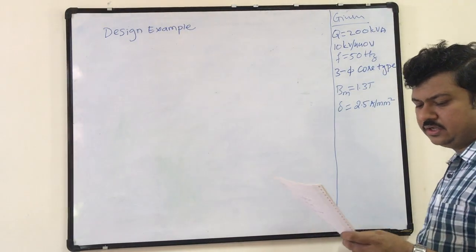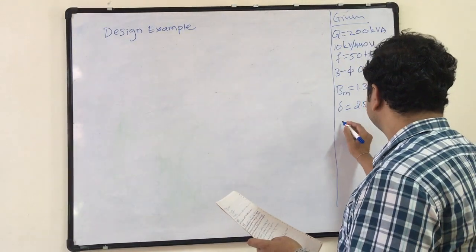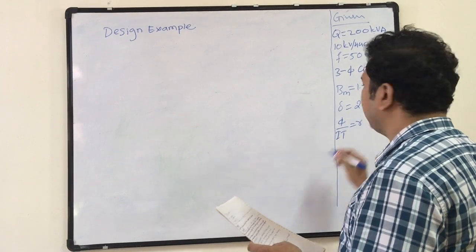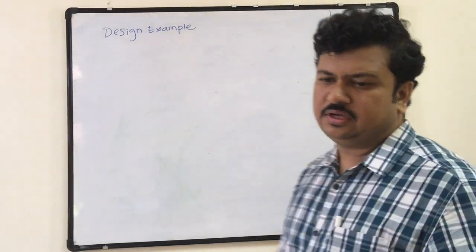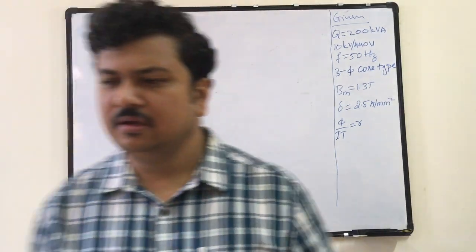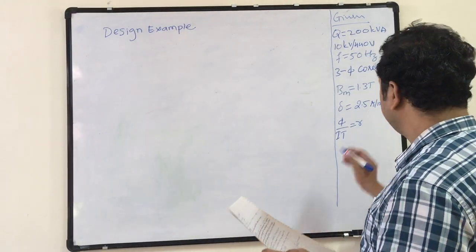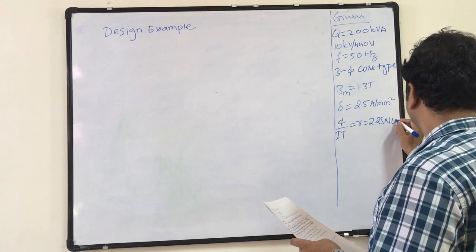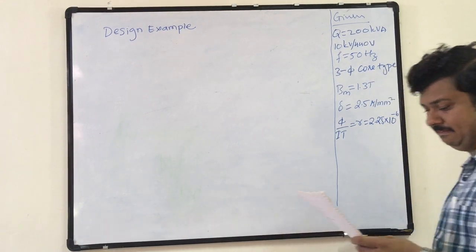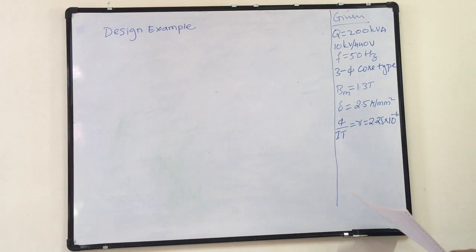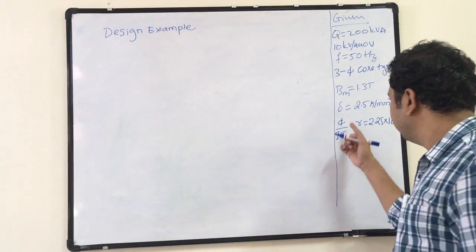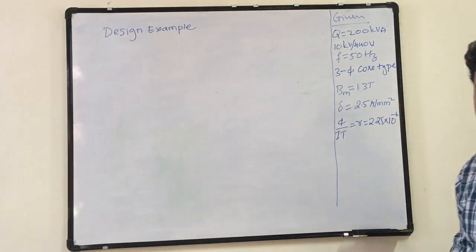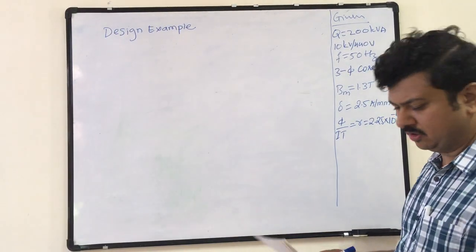Then the ratio of flux to ampere turns, which is nothing but phi by AT, call it R, is 2.25 into 10 to the power minus 6. Okay, so this ratio is very small because flux is in milliwebers, ampere turns will be in terms of thousands. So therefore this ratio will be very small.